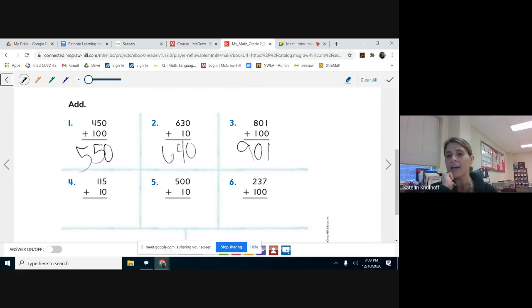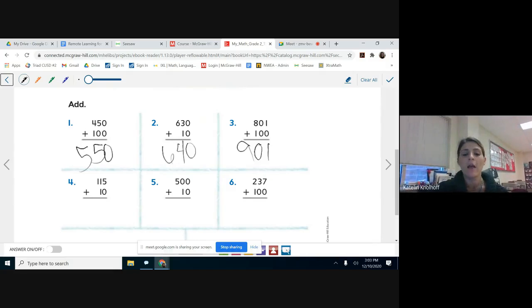Now I'm going to mentally add number 4. Okay? 115 plus 10. I know that 1 plus 1 is 2. And then I'm just going to bring down my other two numbers. So 115 plus 10 is 125.